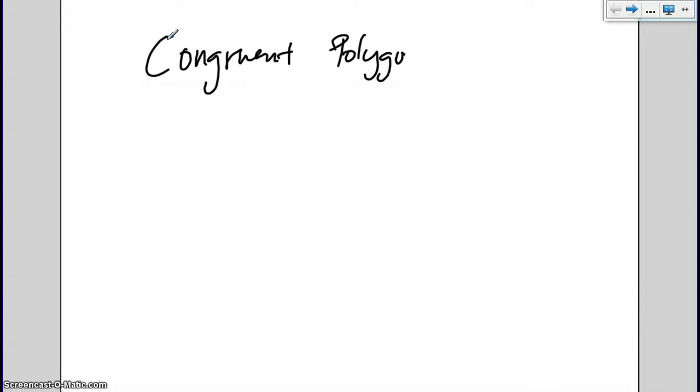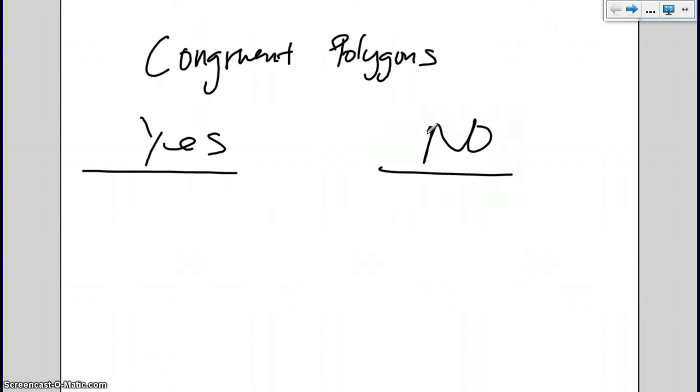This is a quick review for your test tomorrow. Just know that in order for me to have congruent polygons, there's theorems I need to know. There's, I'll say, yes they do prove and no they don't.